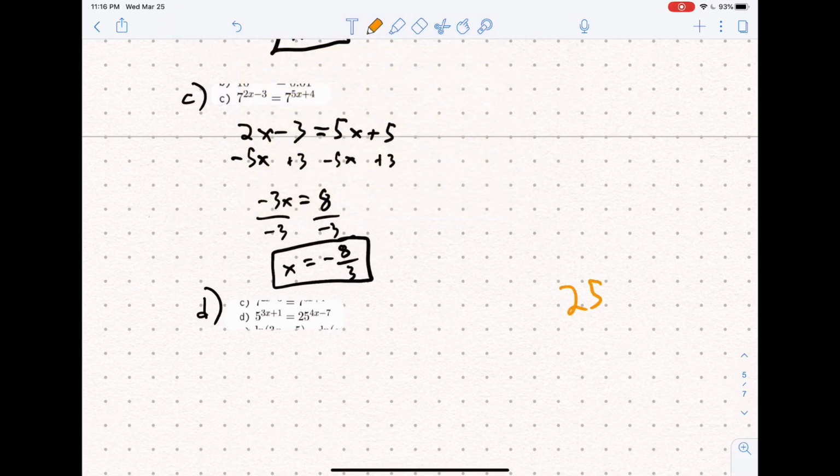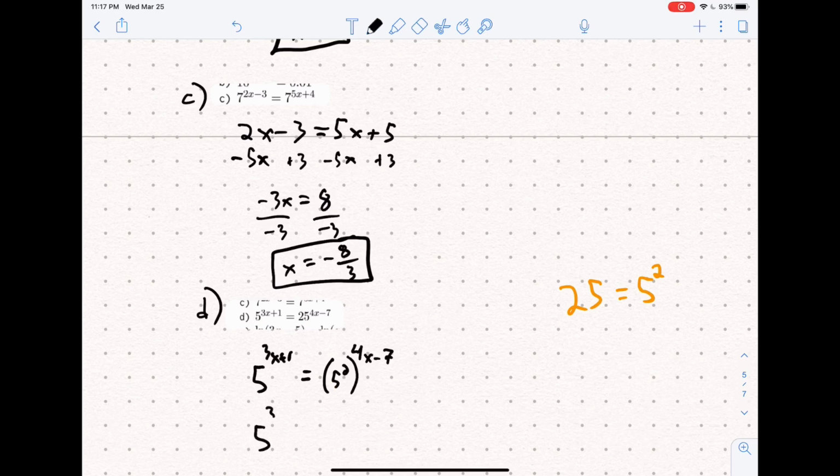that 25 can be written as 5 squared. So let's go ahead and replace the number 25 with 5 squared. On the left-hand side, 5 to the 3x plus 1 is equal to, on the right-hand side, that 25 is now 5 squared. And since the 25 used to be raised to this power, now the entire 5 squared is raised to this power, 4x minus 7. Now, we need to remember the rule of exponents, which says if you have something raised to a power and it's all raised to another power, you combine the powers by multiplying them. So we're going to multiply the 2 times 4x minus 7, and that's going to be in the new power of our 5 on that side.